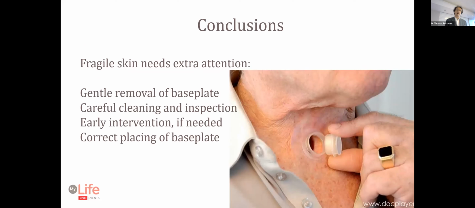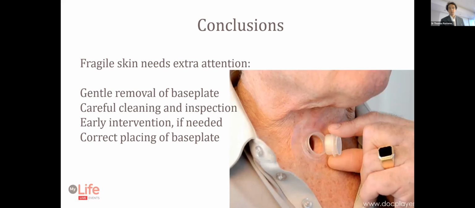In summary, all of our skin, in particular where skin is fragile and sensitive, needs extra attention. But some sites on some spots are more sensitive than others. And definitely the osteotomy from a tracheostoma is on top. Please remove base plates in a gentle, careful way, not too harsh. Clean the skin carefully with pH neutral cleaners and always look whether you can find sites of inflammation. And if you find them, don't hesitate to look for medical help and advice.